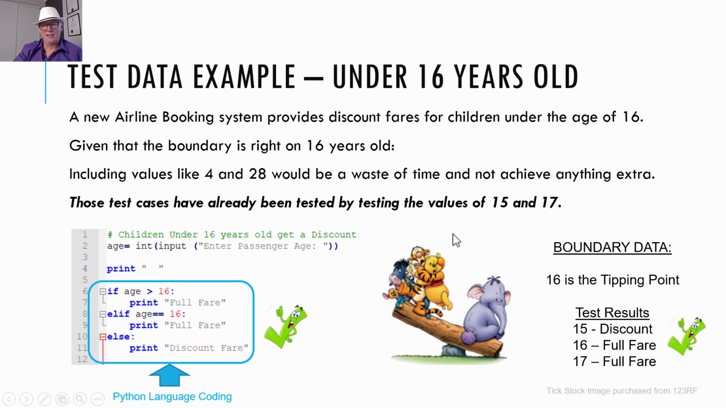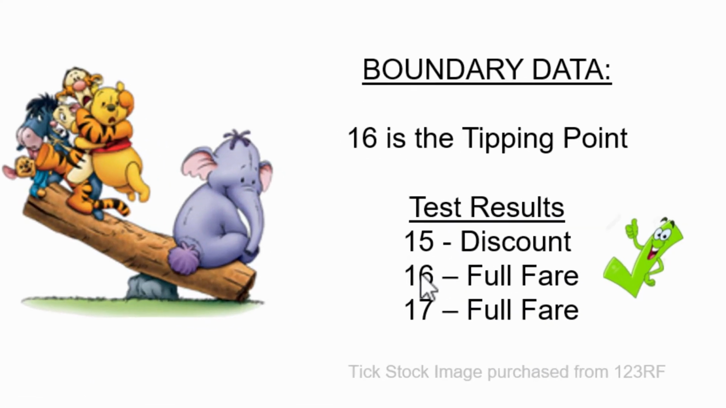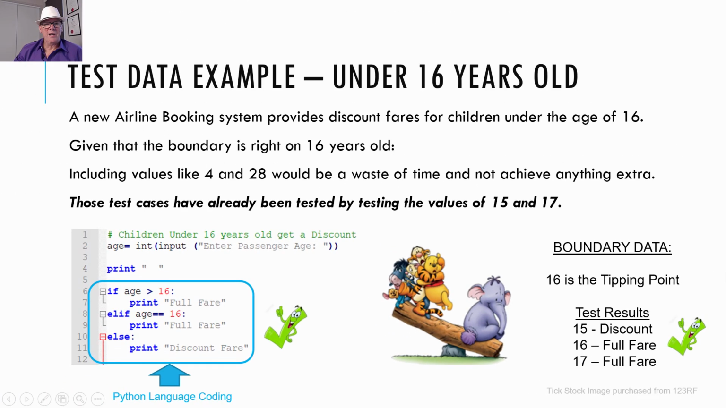And when we actually test it and run the program, putting in inputs here, because that's the input statement to get input from these. If we put in 15, they get the discount. That's beautiful. 16, though, they're up for full fare. 17, they're up for full fare. So we've done good tipping boundary tests there. The program has passed the test. That's a big happy tick for that one.